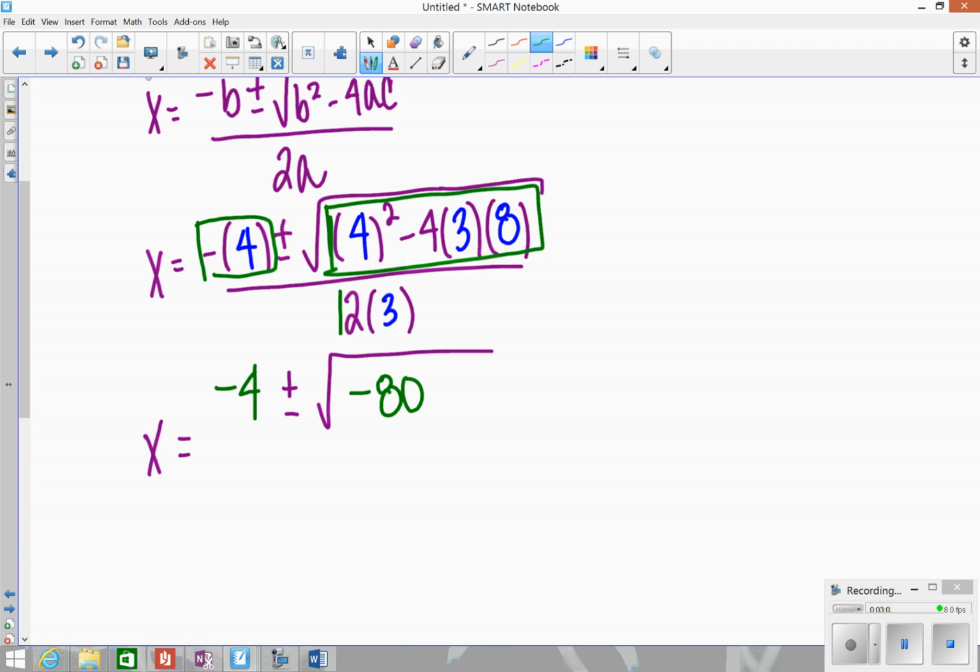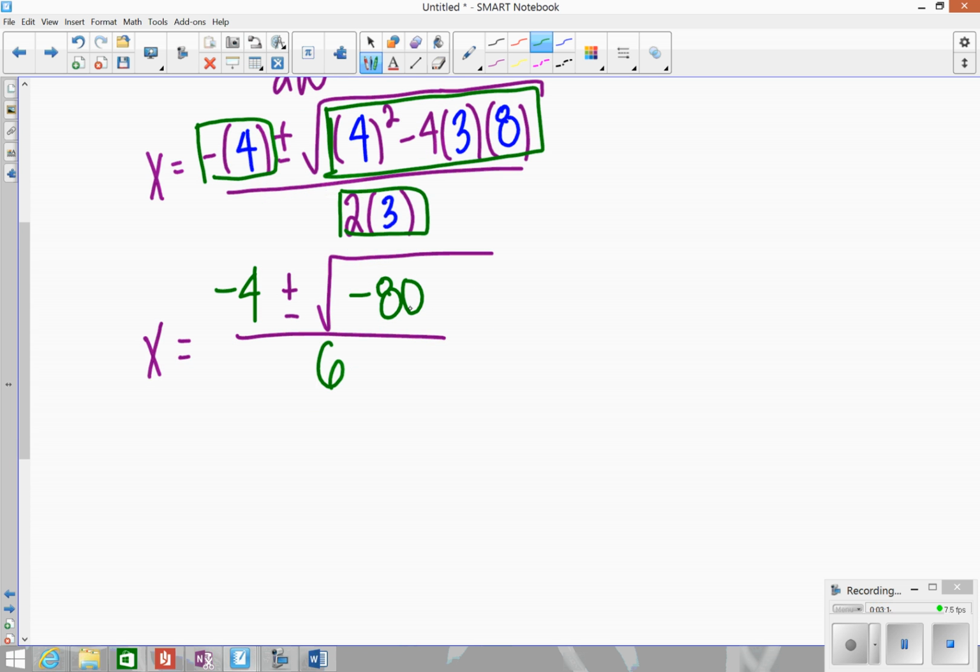And then we simplify the bottom part here. When we simplify 2 times 3, we multiply it, we get 6. So from here, normally what we do is we simplify our radical. Now what's going to happen if you put the square root of negative 80 in your calculator, you're going to get an error. So your calculator will give you an error because this means that there's no real answer. It's a different type of number. It's called an imaginary number, which is a different type of number system.